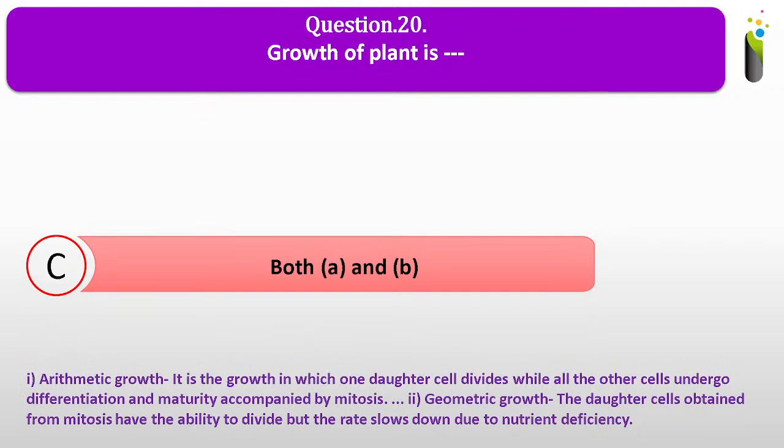See, arithmetic growth is the growth in which one daughter cell divides while all the other cells undergo differentiation and maturity accompanied by mitosis. Whereas the geometric growth is the one in which the daughter cells obtained have the ability to divide, but the rate slows down due to nutrient deficiency.